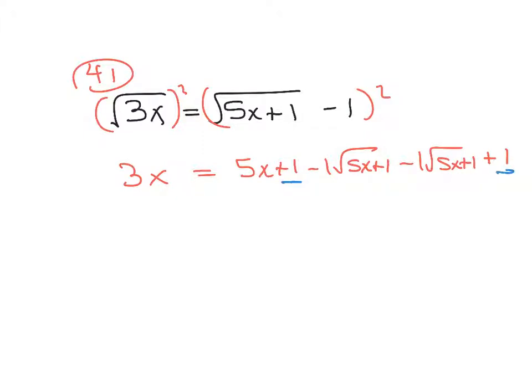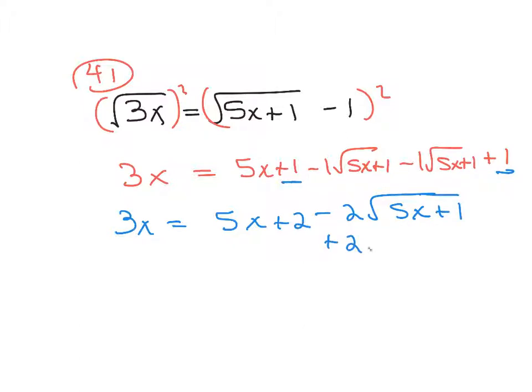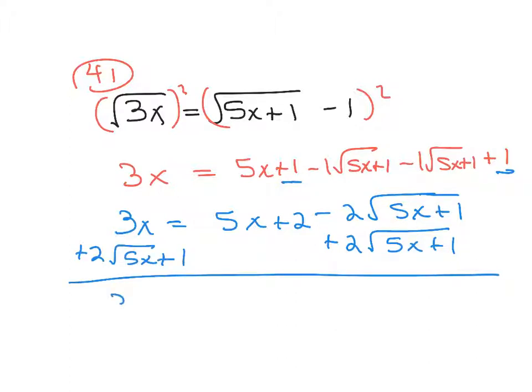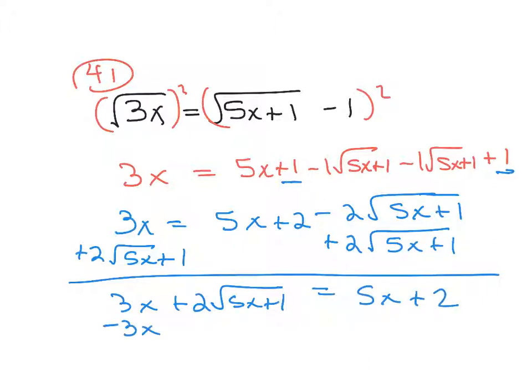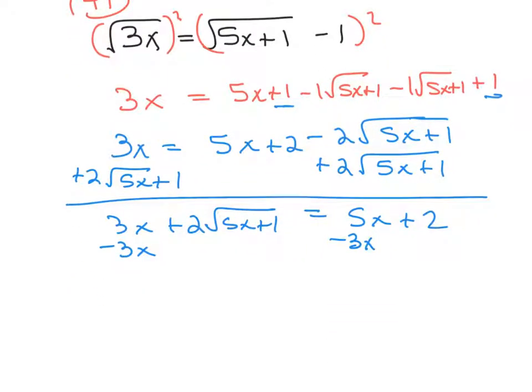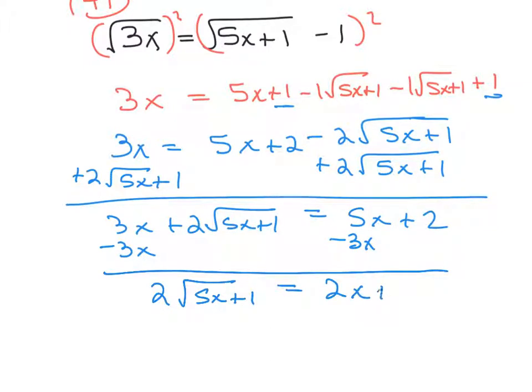Again, I have like terms here. I can add the 1s. So rewrite the 3x, 5x plus 2 minus 2 times the square root of 5x plus 1. Again, my goal is to isolate the radical. I'm going to add 2 times the square root of 5x plus 1 to both sides. I now have 3x plus 2 times the square root of 5x plus 1 equals 5x plus 2. I now need to isolate the radical again, so I'm going to subtract the 3x. I get 2 times the square root of 5x plus 1 equals 2x plus 2.